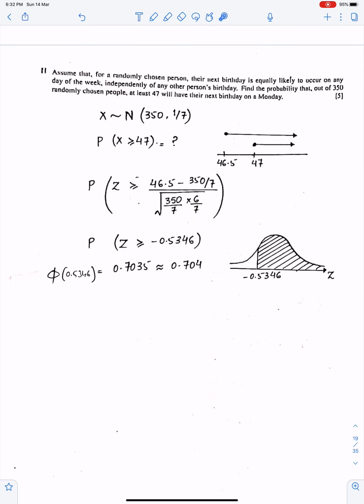Well, assume that for a randomly chosen person, their next birthday is equally likely to occur on any day of the week. So the birthday probability is 1/7, independently of any other person's birthday. Find the probability that out of 350 randomly chosen people, at least 47 have their next birthday on Monday. So 46.5, this is np and this is npq. And you know this is the larger area, so this must be phi.